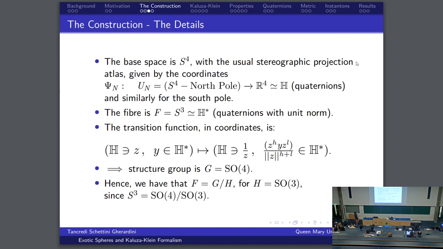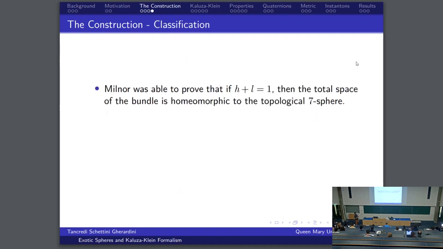Now these 2 integers, H and L, are very important. They classify the bundle.